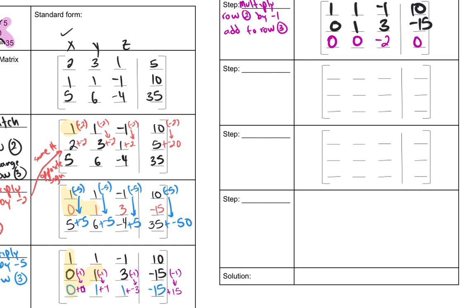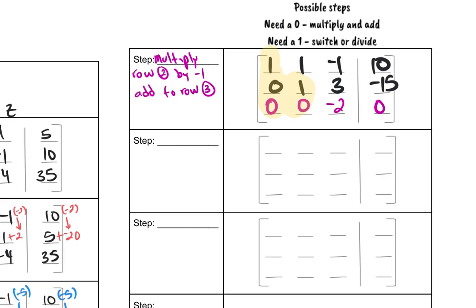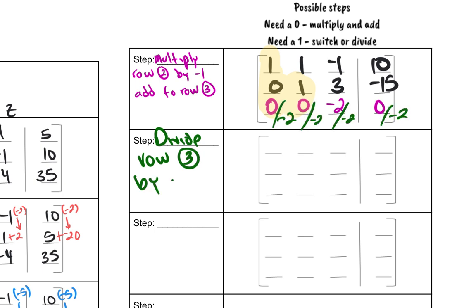But now I'm going to focus on getting a 1 here. When I need a 1, I either switch or divide. In this case, we're going to divide. And we divide by the number we're trying to get rid of, which is the -2. So we're going to divide the third row by -2. Try it, and then we can compare answers.